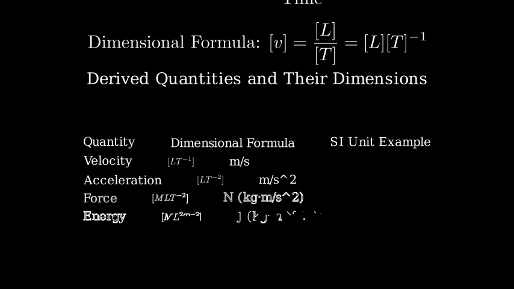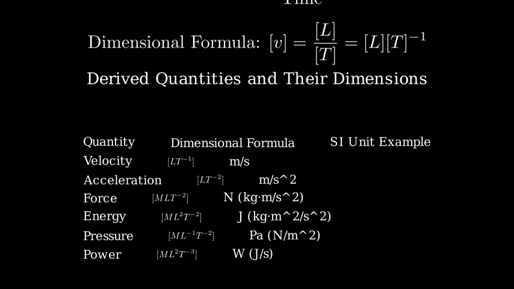Here are some common derived quantities and their dimensional formulas. Velocity has dimensions of length divided by time, LT^-1. Acceleration has dimensions of length divided by time squared, LT^-2. Force, according to Newton's second law, is mass times acceleration, so its dimensions are MLT^-2. And energy, which is force times distance, has dimensions of ML^2T^-2.